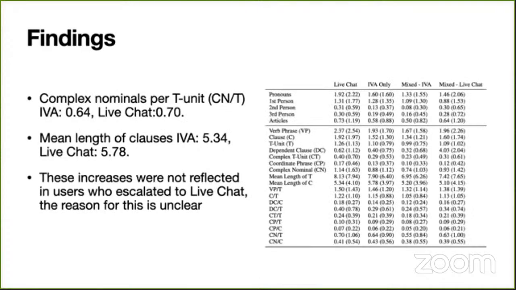For syntactic complexity, we see numbers consistent with shorter IVA inputs. However, there are two metrics that stood out: complex nominals per t-unit and mean length of clauses. This may indicate a tendency of IVA users to rely on conveying information through noun phrases more than complete verb phrases. However, these increases were not reflected in users who escalated to live chat, and the reason for this is unclear.